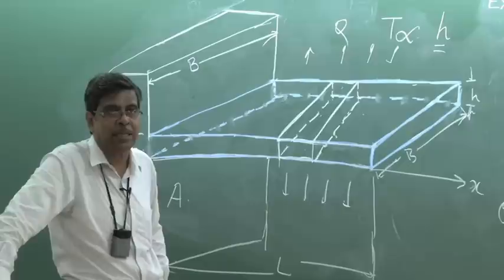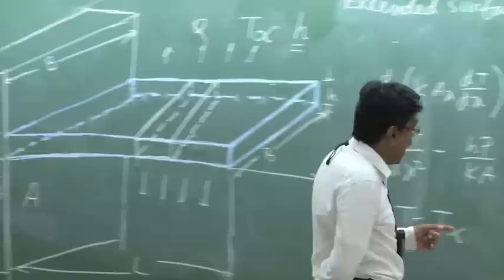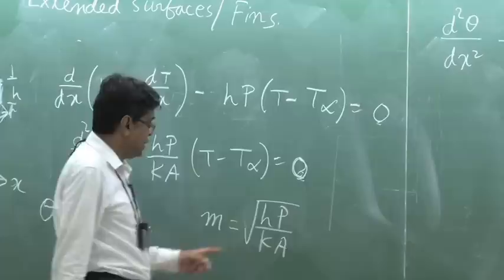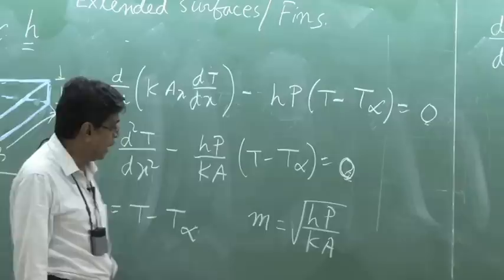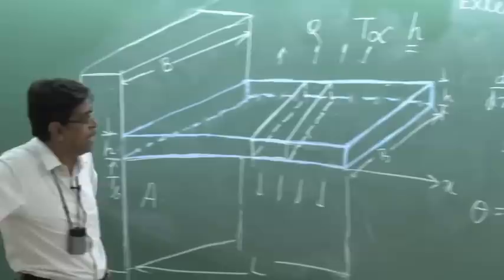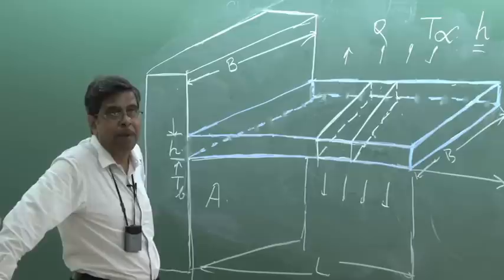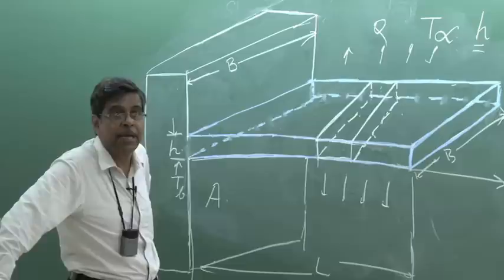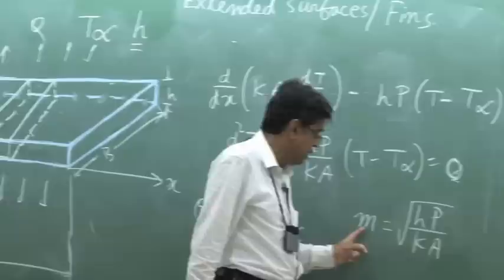Now we define m square as hp by kA. This is because h, p, k, A all are positive, so m is a real quantity. That means hp by kA can be expressed as the square of a real number, m square. M is a real number because hp by kA cannot become negative. That's the logic. Otherwise, we cannot define the square root of something as a real number; you have to investigate whether it is positive or not.